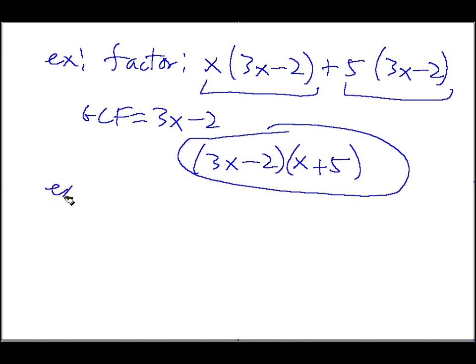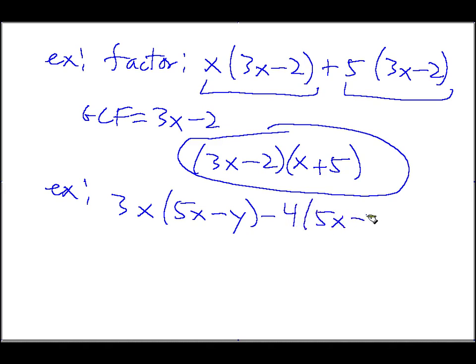Okay, let's try another one. Let's factor this one then. Let's factor 3x times (5x minus y) minus 4 times (5x minus y). Okay? So again, let's look at those two expressions right here. Here's expression 1, here's expression 2. What do they have in common?